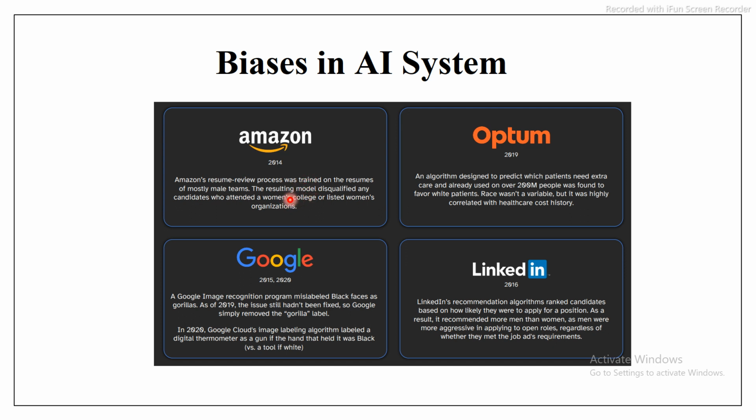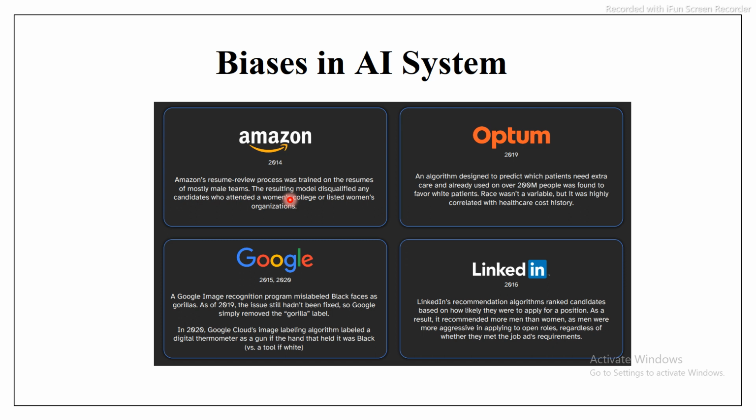How did bias creep in? Because the Amazon model was trained on resumes of mostly male teams. This was in the training data, and when test data came in, whenever a person had attended a women's college or listed women's organizations, they used to get disqualified due to this bias in the system, which was in the training data set. So this is one case.